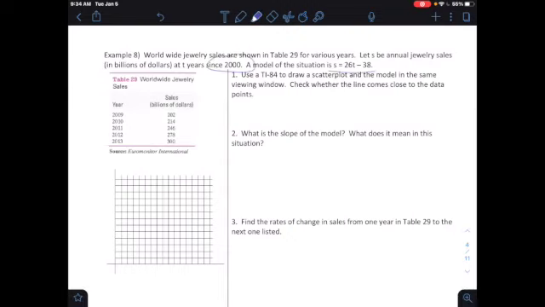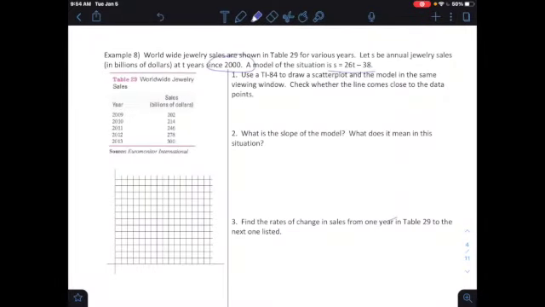Now use a TI-84 to draw a scatter plot and the model in the same view window. Check whether the line comes close to the data points. I'm going to stop this and then do all this and then take a snapshot and show it to you guys.